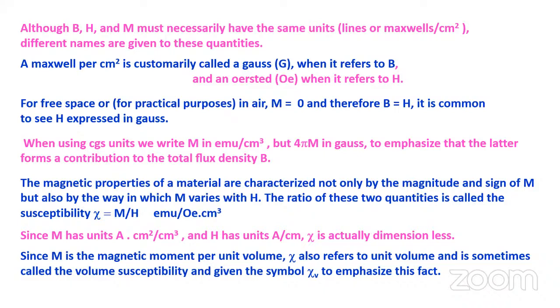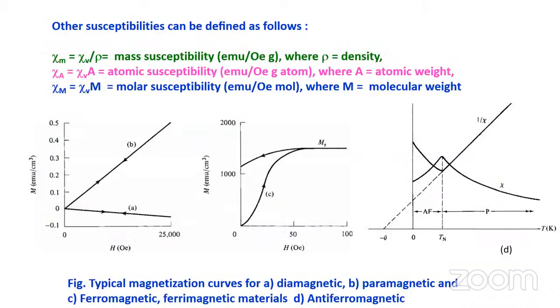So M is a magnetic moment per unit volume, and therefore chi, the susceptibility, also refers to unit volume. Sometimes this is also called volume susceptibility, and it is given by the symbol chi V. It is the symbol used to designate this as a volume susceptibility. Okay. Now, is this the only parameter which is used for expressing the susceptibility? No, there are other parameters, what you call the mass susceptibility.